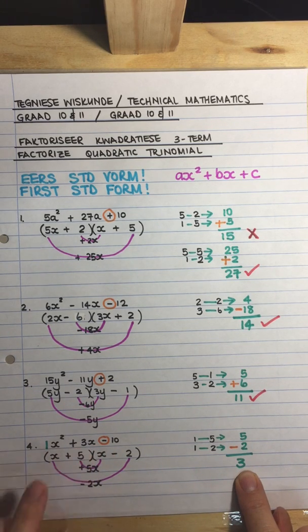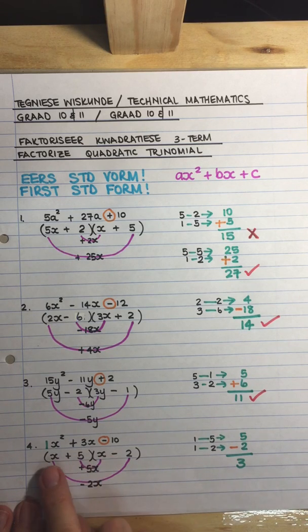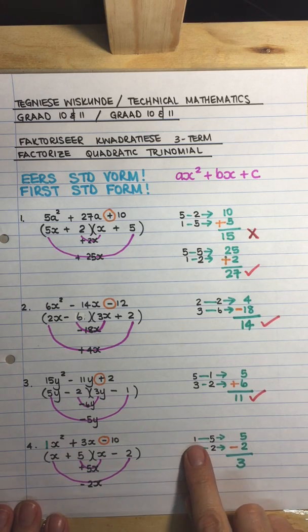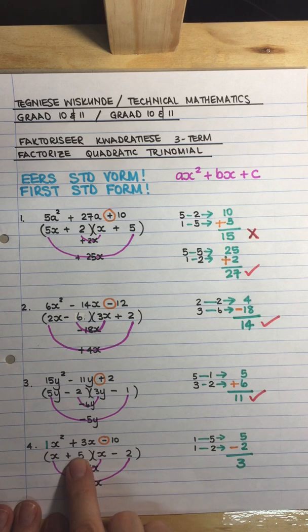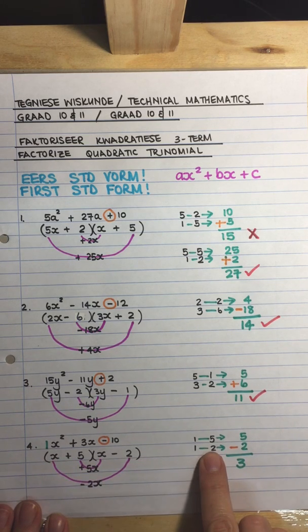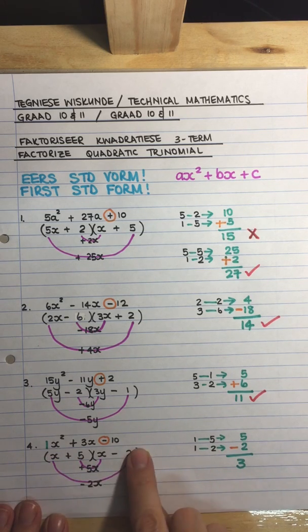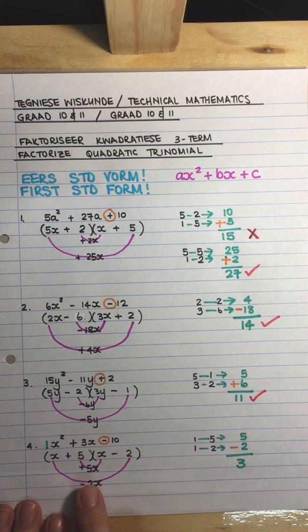So in the first positions, I write a 1x and a 1x, then I make the arcs and check to see the 1 is multiplied by 5 and the other one is multiplied by 2. So this arc here is 5x, this arc over here is 2x. I need a positive 3x, so I'll write down a plus 5 and a negative 2. Plus 5, negative 2 gives me plus 3x.